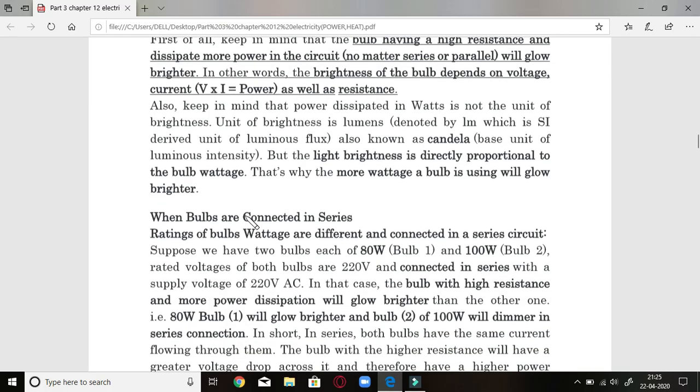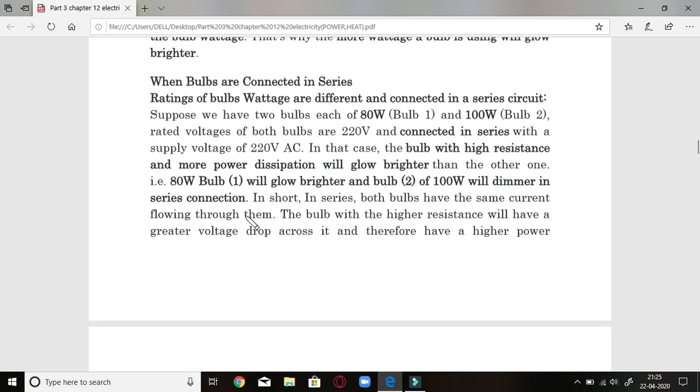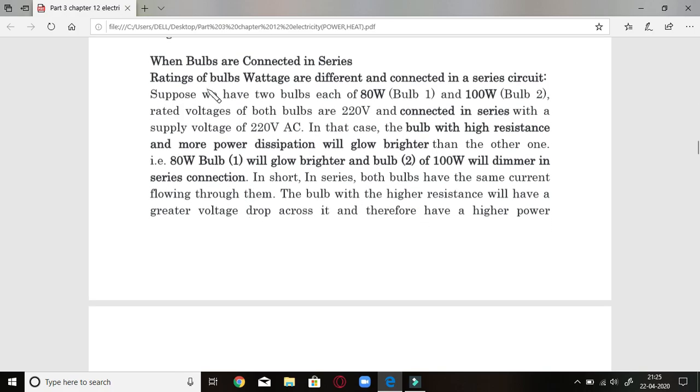Now let us see what is going to happen when bulbs are connected in series. Bulbs with different wattage ratings are connected in a series circuit. Whenever you connect two bulbs in series, the voltage across each individual bulb will of course become different.